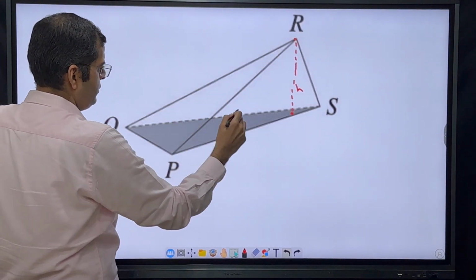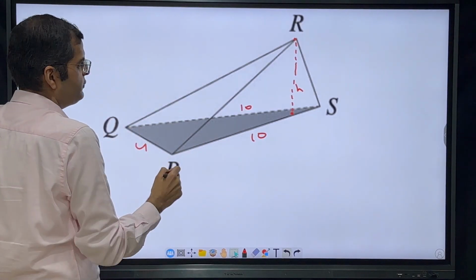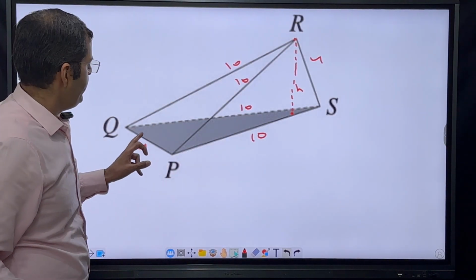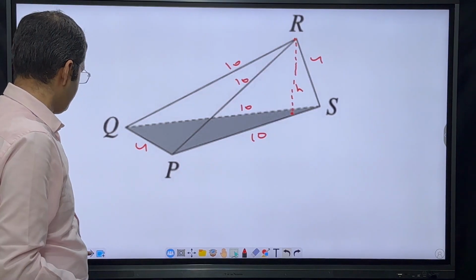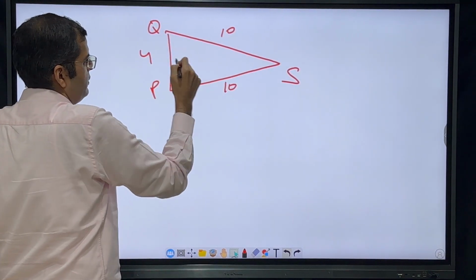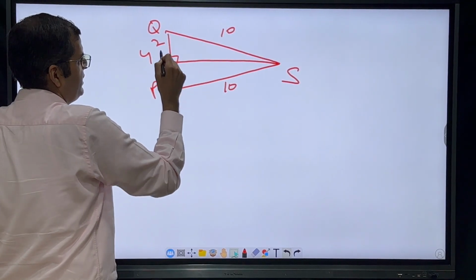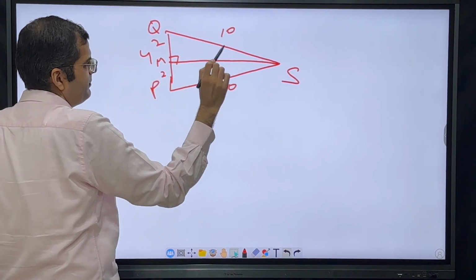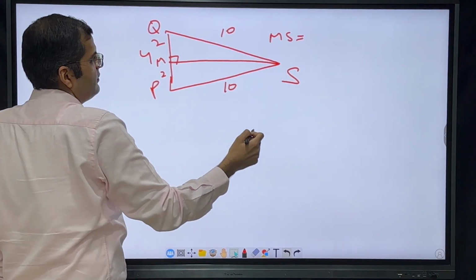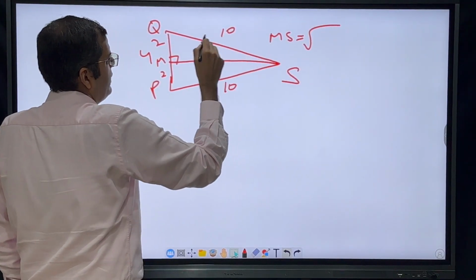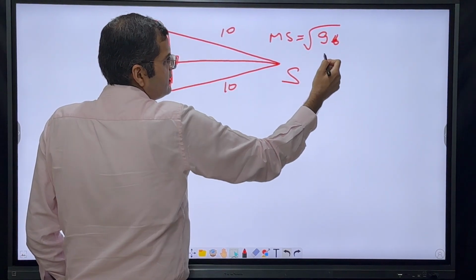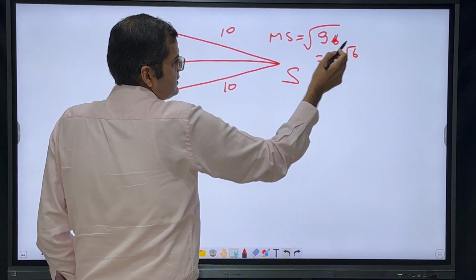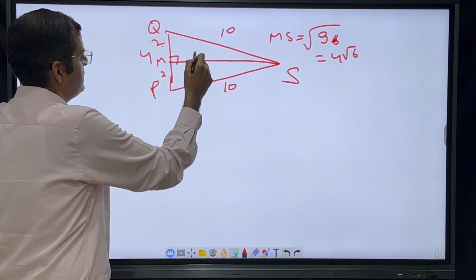Here in QPS, QS is 10, PS is 10, QP is 4. Also RS is 4. All other sides are 10. So two sides are 10, one side is 4. If I drop a perpendicular, this is an isosceles triangle, it will be 2 and 2 here. Let this be M. So MS will be how much? Square root of 100 minus 4, that is square root of 96, that is 16 into 6, which is 4 root 6. So this is 4 root 6.